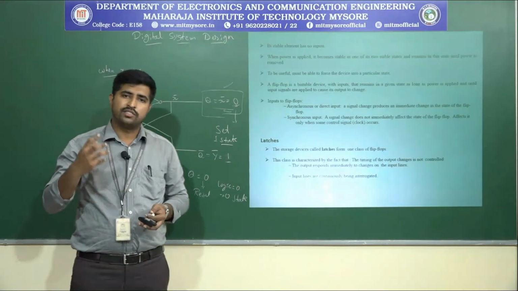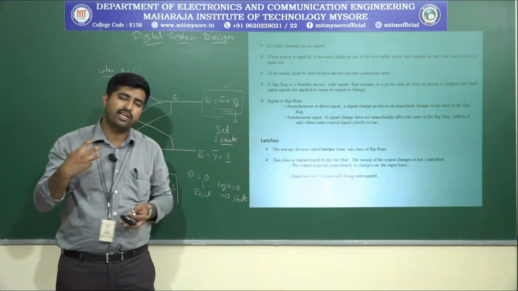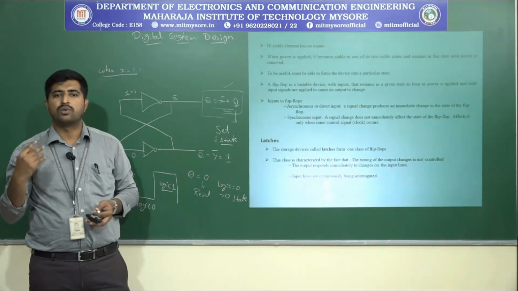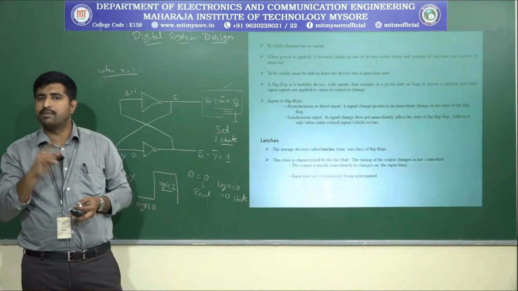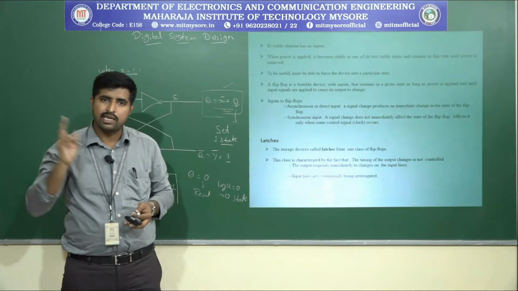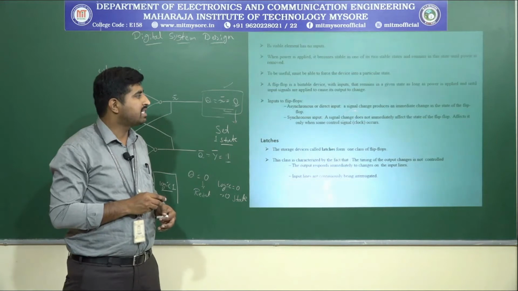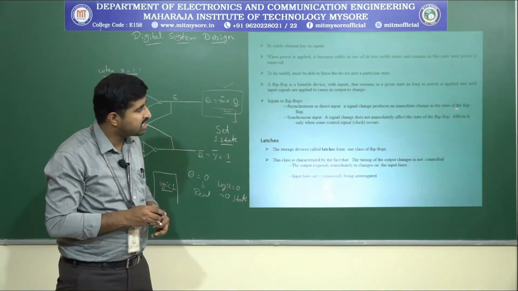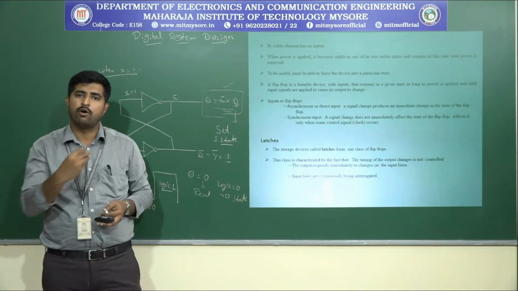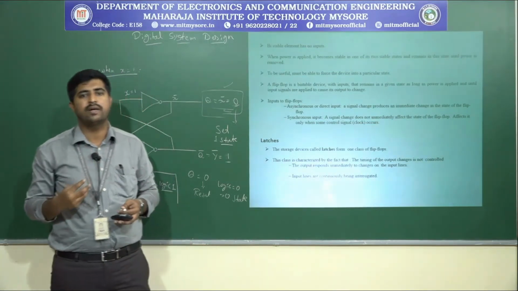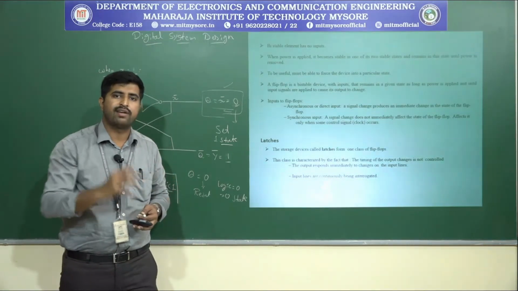There are two ways we can give the inputs to the flip-flop to make changes in the output: a synchronous input and an asynchronous input, similar to synchronous and asynchronous sequential circuits. The asynchronous input is a direct input, where a signal change produces an immediate change in the state of the flip-flop. As the inputs change, the output changes immediately. When you give the input, the output suddenly changes.